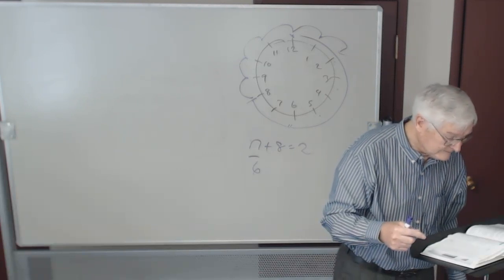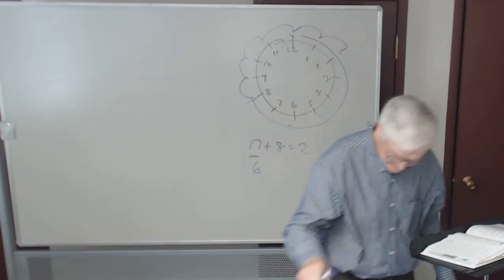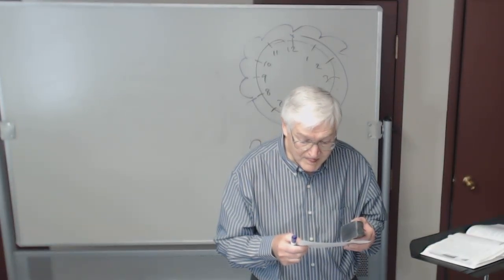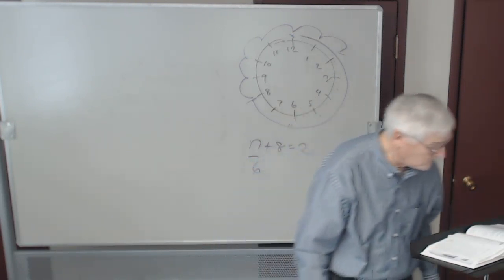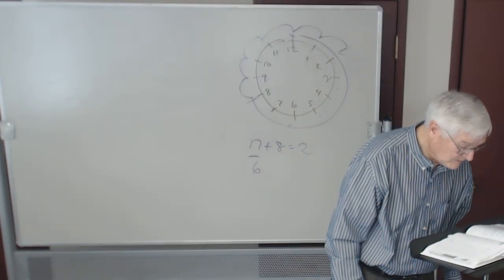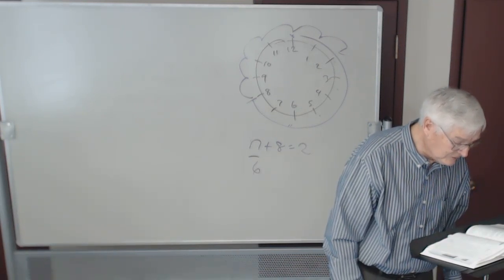So that would just be looking at the chart, going down to 2 and across to 1. So you find 1. And what number was that? 11. Okay. And you know what to do with subtraction, don't you?